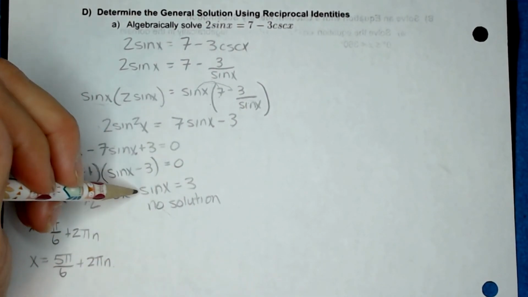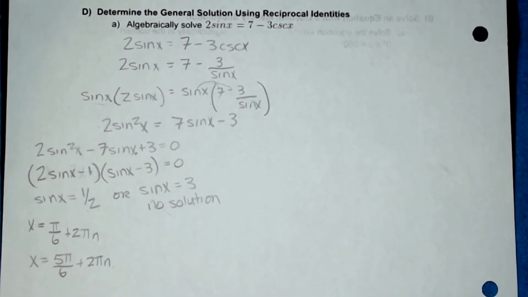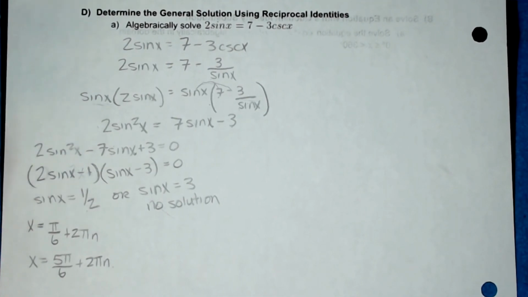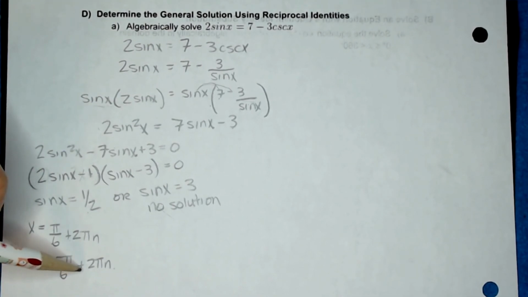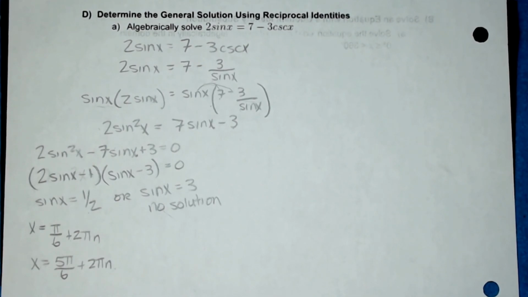Now this side, the second one, gives you no solution. Sine x cannot equal 3. If you don't believe me, you can just punch it in your calculator and you will get an error response back. In the left-hand factor, you have sine x equals 1/2. So again, you just consult your unit circle and find that x can equal pi over 6 plus 2 pi n, or it's still positive in the second quadrant, x equals 5 pi over 6 plus 2 pi n. So those would be the two solutions for this problem.